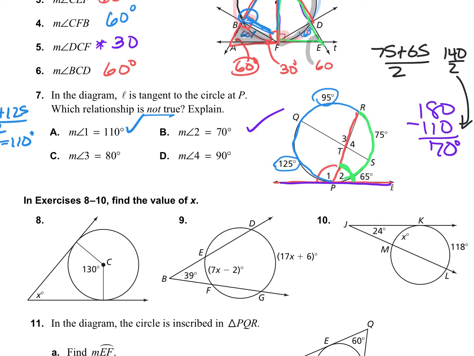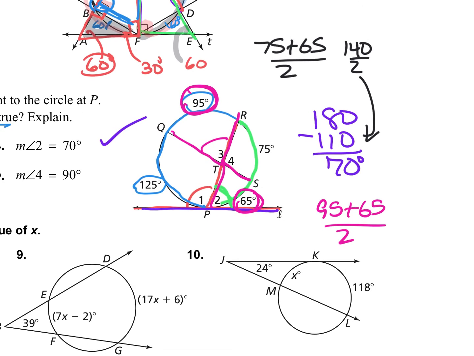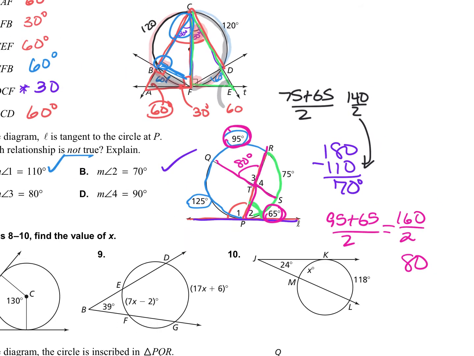So remember, when you have an angle that is formed by two chords that intersect, and they're not intersecting at the center, then what we're going to do is take the intercepted arc of the angle, which is 95, and the intercepted arc of its vertical angle, add them, and divide by 2. Once I add 95 and 65, I get 160 divided by 2, and that gives me 80 degrees for angle 3. Now, that one is good.